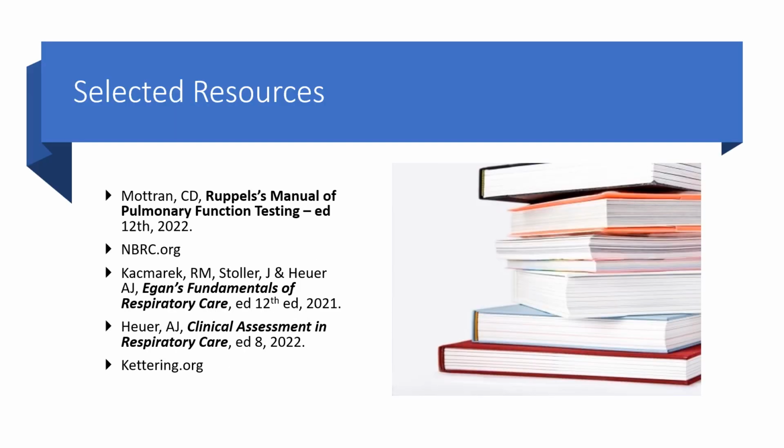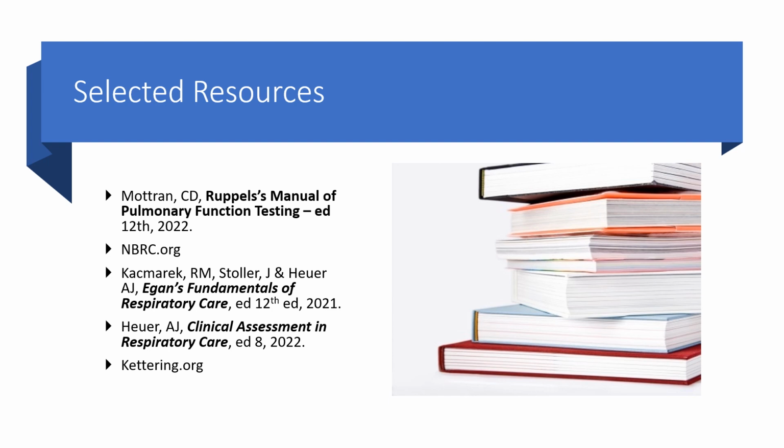So on a closing note, I want to share some selected resources with you. Ruppel's Manual of Pulmonary Function Testing by Carl Mottram. The 12th edition came out fairly recently. It is an outstanding book. If you really want to know all the ins and outs, Ruppel by Carl Mottram would be the textbook you want to get.